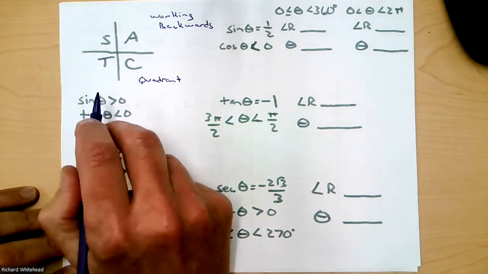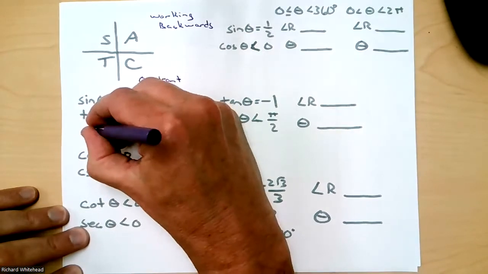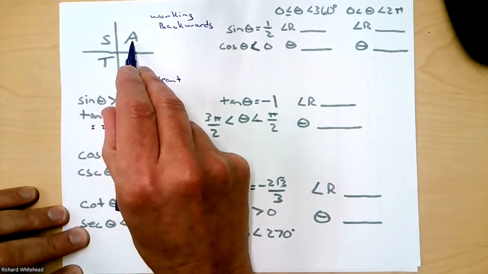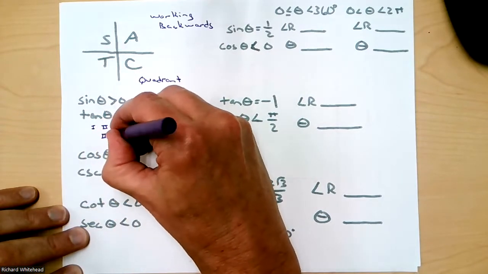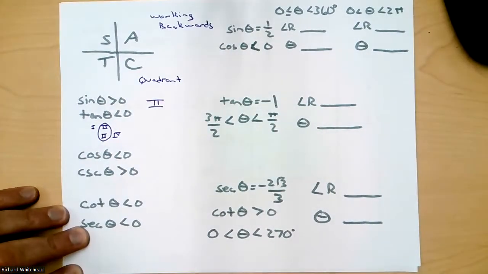So you could say, sine is positive. Well, sine is positive in first and second, but then it says tangent's negative. Well, tangent's positive in first and third, so tangent's negative in second and fourth. So when are both of these things true? Second quadrant.